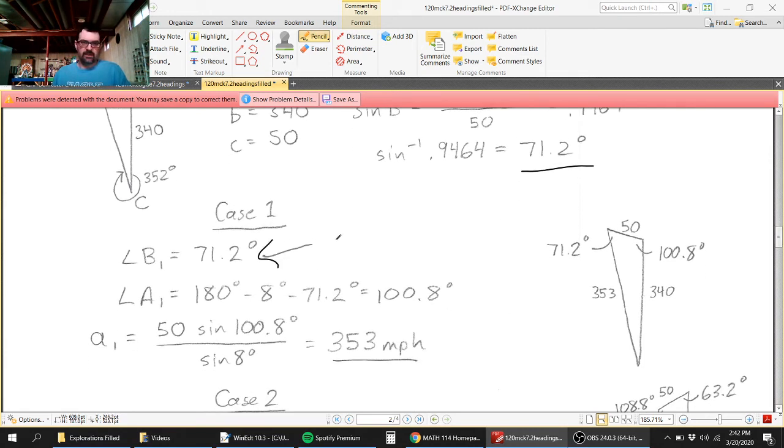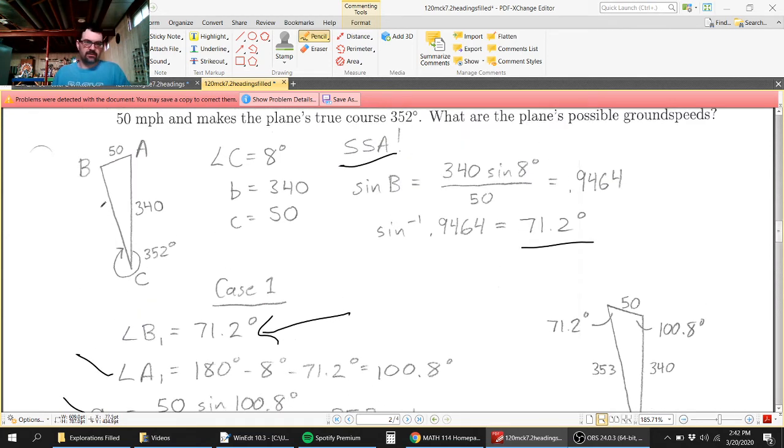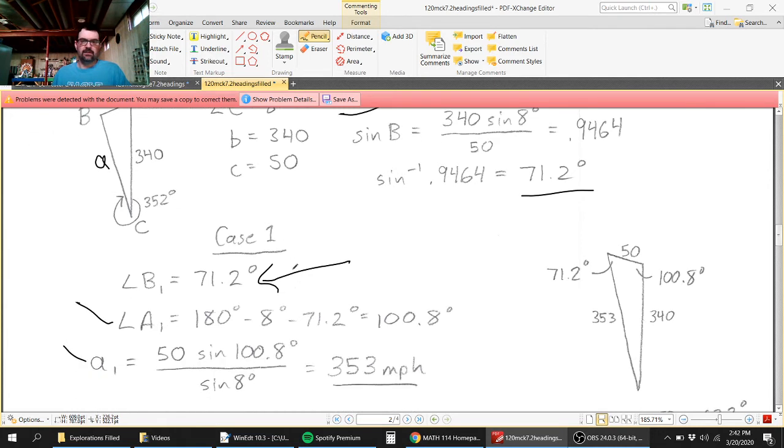If angle B was 71.2, then we get the corresponding value for angle A, and finally the law of sines gets us the possible side length for side a right there. And that's 353. That picture is the speeded-up picture. Here's the direction the plane is going. The wind is blowing with it and actually making it go faster than it was initially. So case 1 is this for B.